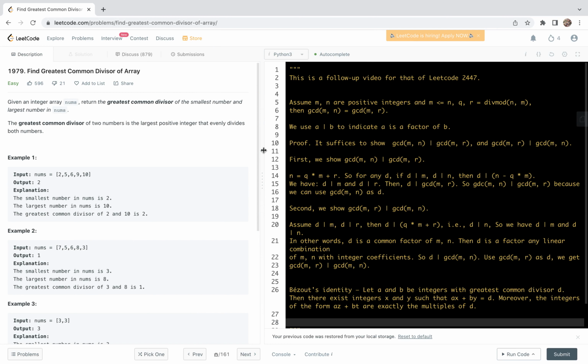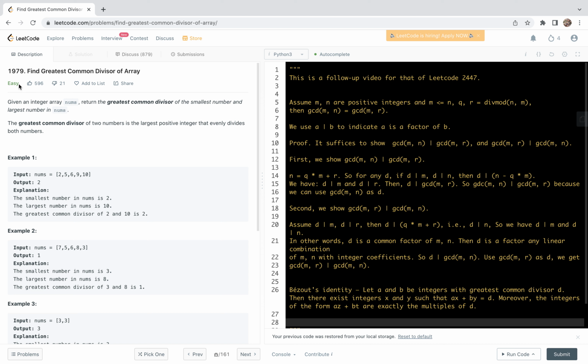Let's have a look at problem 1979. Find greatest common divisor of array. So this video is a follow-up for that of Leetcode problem 2447. In that problem, we are required to find the number of subarrays with common GCD equals to a given integer k. So this problem actually can be regarded as some sort of prerequisite for that problem.